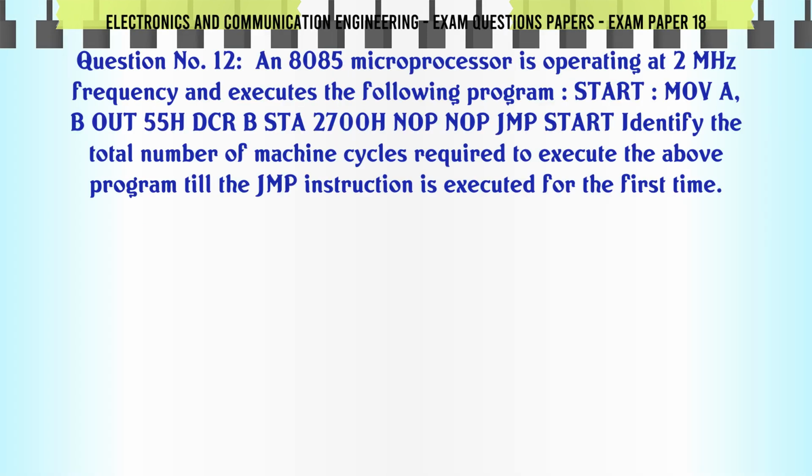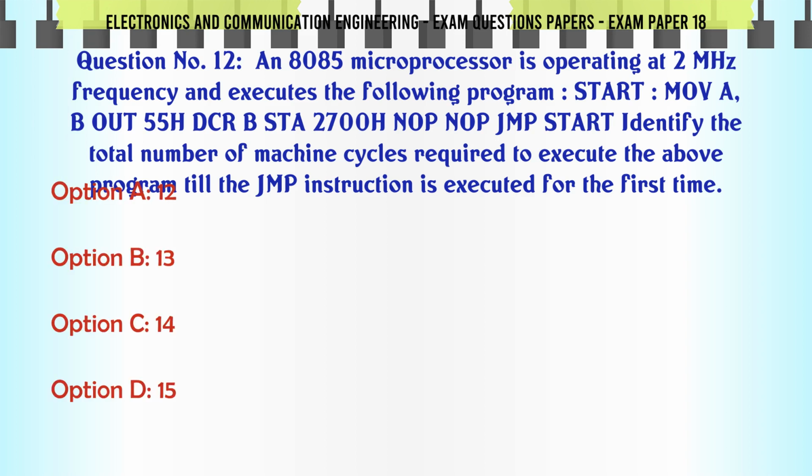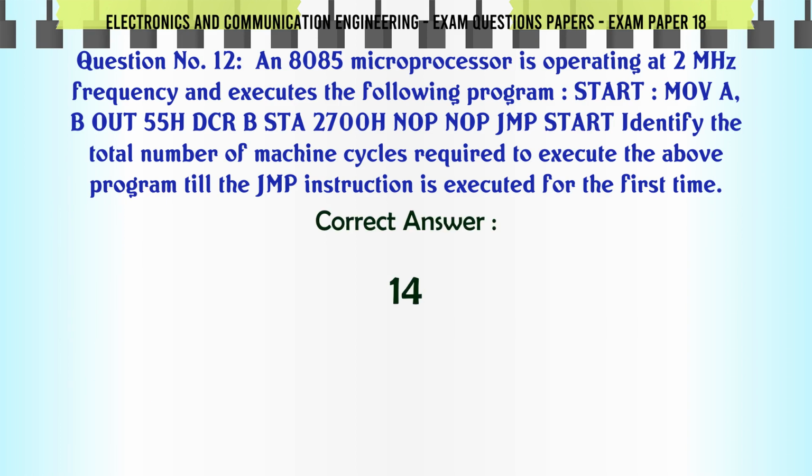An 8085 microprocessor is operating at 2 MHz frequency and executes the following program: start MOV A,B; OUT 55H; DCR B; STA 2700H; NOP; JMP start. Identify the total number of machine cycles required to execute the above program till the JMP instruction is executed for the first time. A. 12, B. 13, C. 14, D. 15. The correct answer is 14.